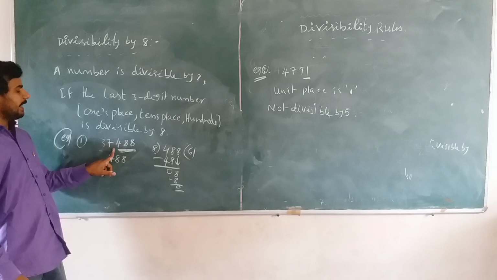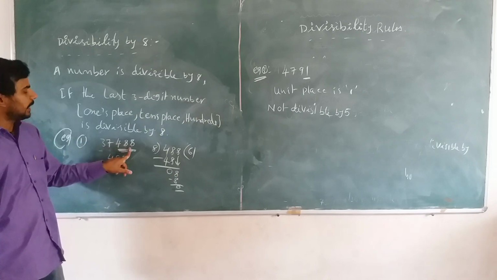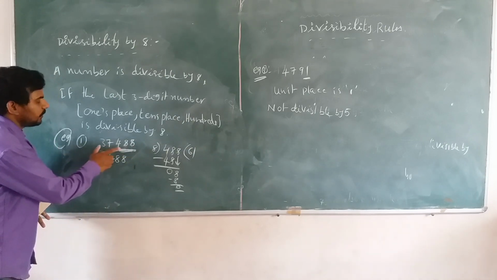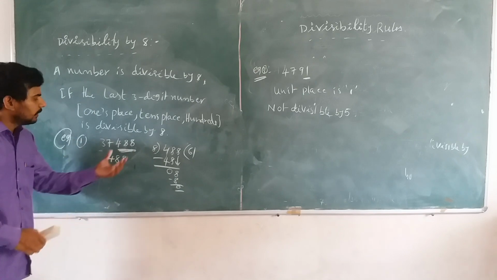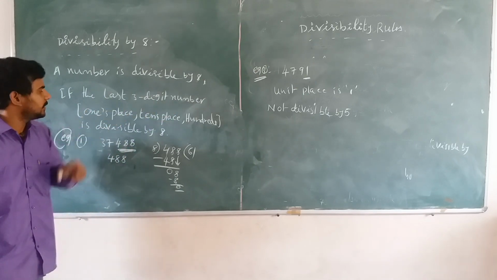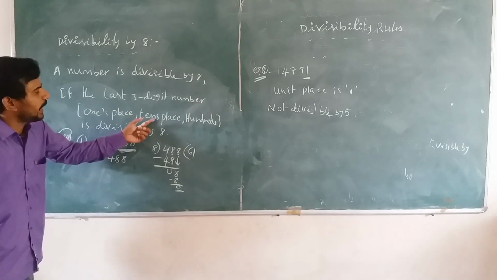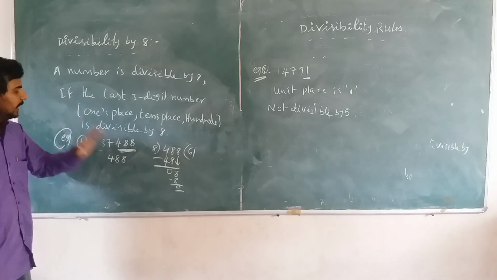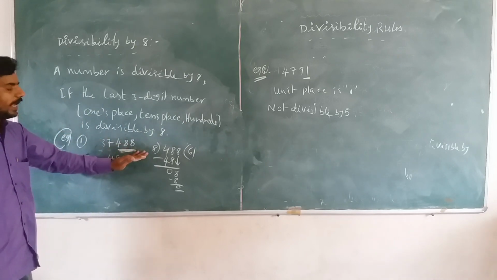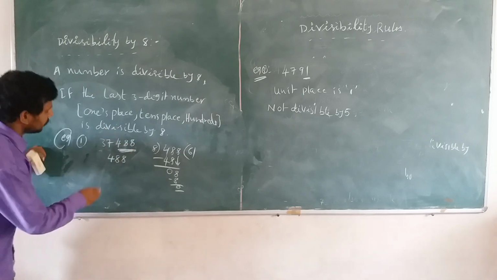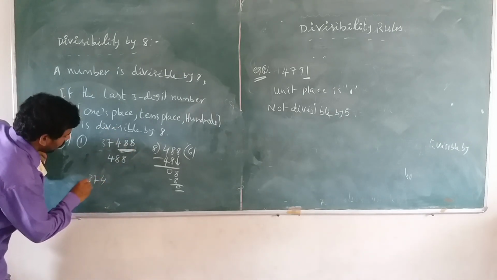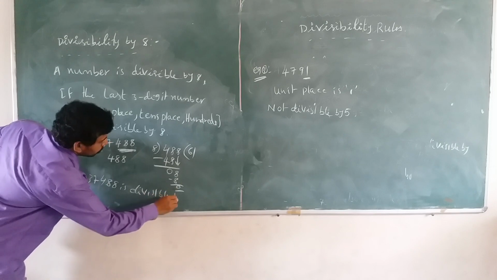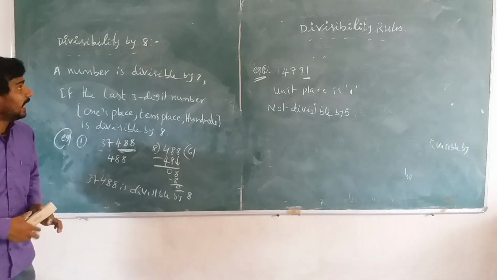That's why the given number 37,488 is also divisible by 8. Why is 37,488 divisible by 8? Because the last 3-digit number, meaning the ones place, tens place, and hundreds place, 488, is exactly divisible by 8. That's why 37,488 is also divisible by 8. So this is the rule for 8.